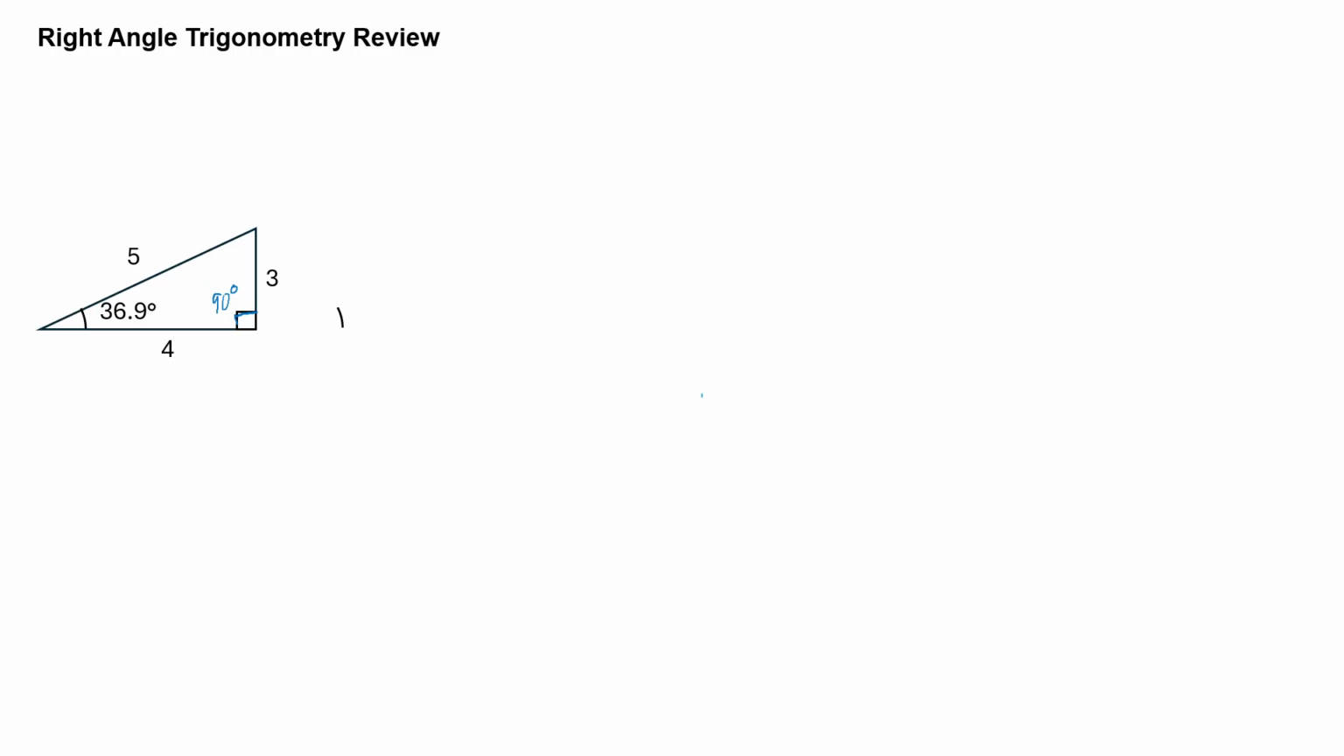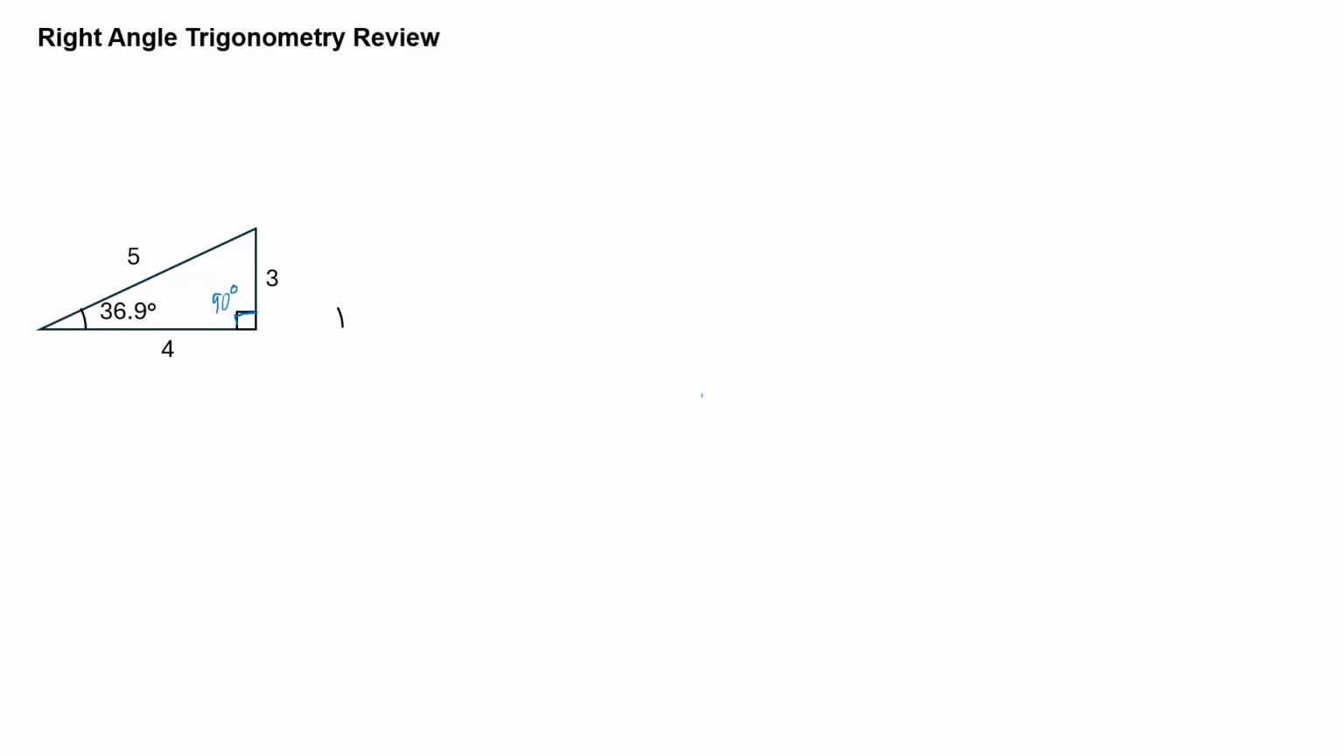And you should recognize a 3, 4, 5 right triangle. It's pretty standard Pythagorean theorem, so this should be very familiar. 3, 4, 5 right triangle. It turns out that that angle is 36.9 degrees thereabouts. Okay, so let's start with this triangle.